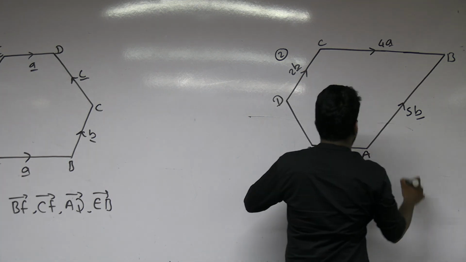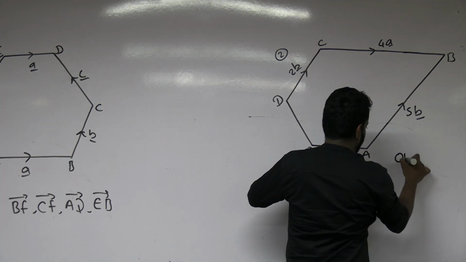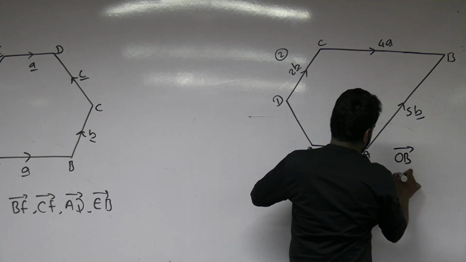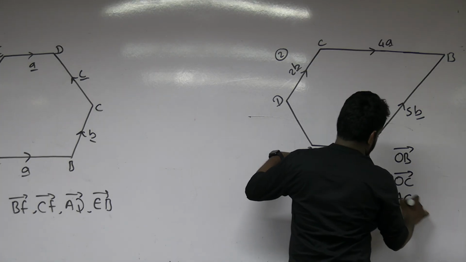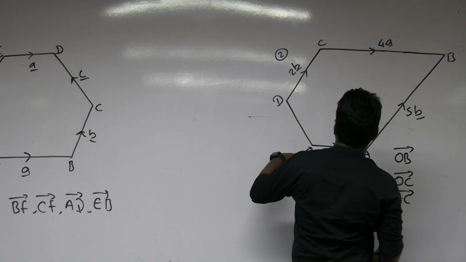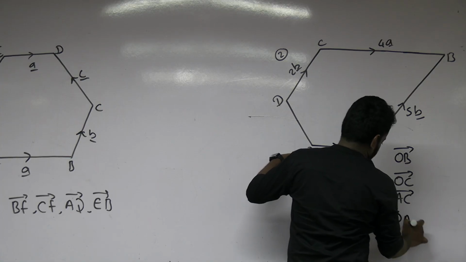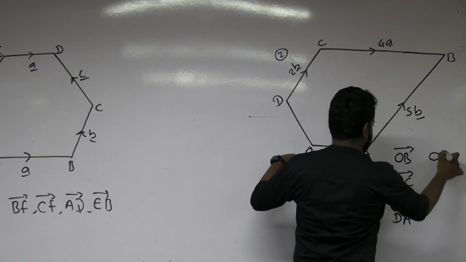In question 2 we are supposed to find the vector OB, the vector OC, the vector AC, DA and finally OD.